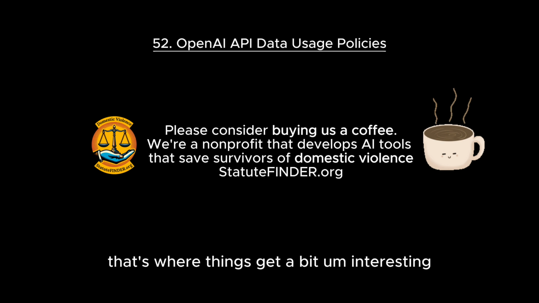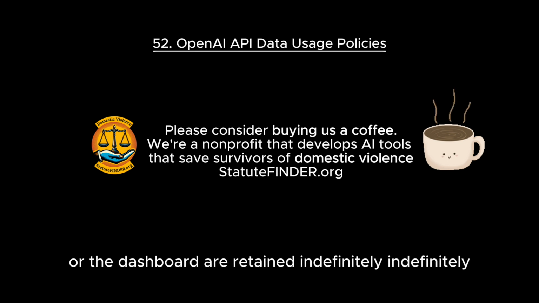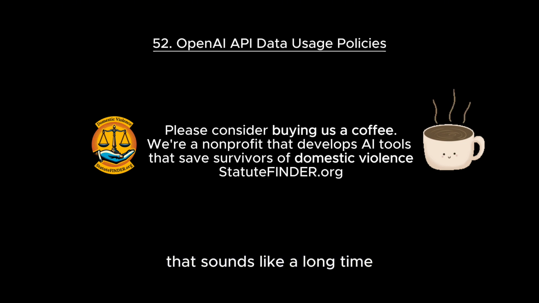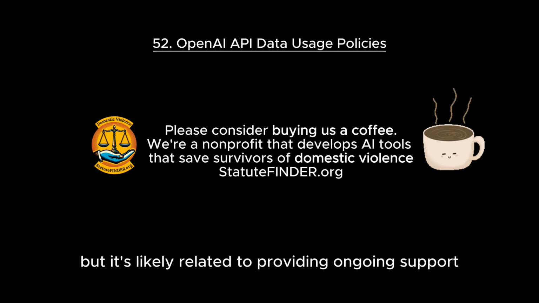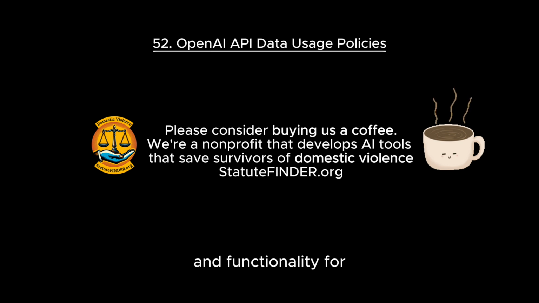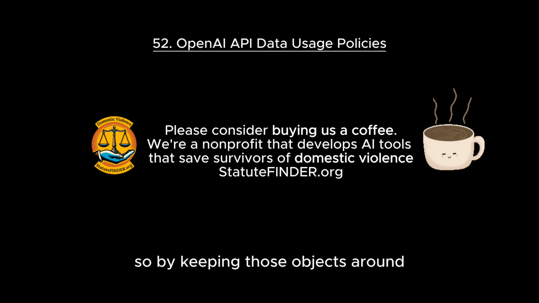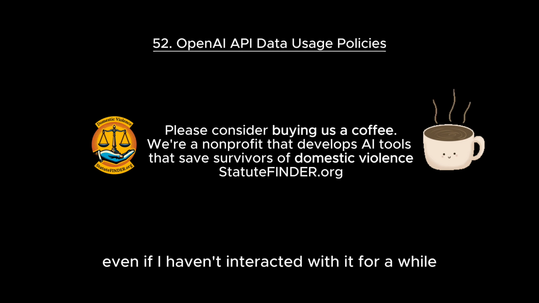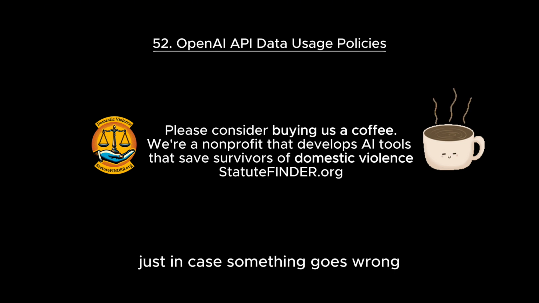That's where things get a bit interesting. The document states that any objects that aren't deleted through the API or the dashboard are retained indefinitely. Indefinitely. That sounds like a long time. Why would OpenAI hold on to that data for so long? It's not explicitly stated, but it's likely related to providing ongoing support and functionality for your assistants. Remember, these objects contain the instructions and resources that define how your assistant behaves. So by keeping those objects around, OpenAI can ensure that my assistant continues to function properly, even if I haven't interacted with it for a while. Exactly. It's like having a backup copy of your assistant's brain just in case something goes wrong.